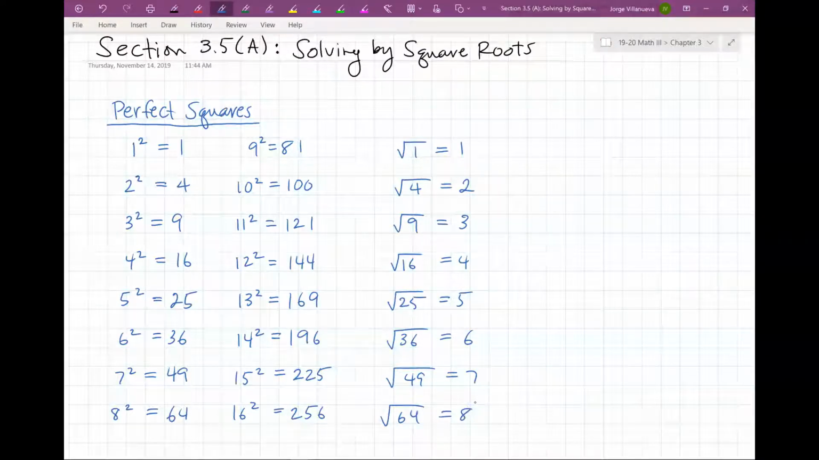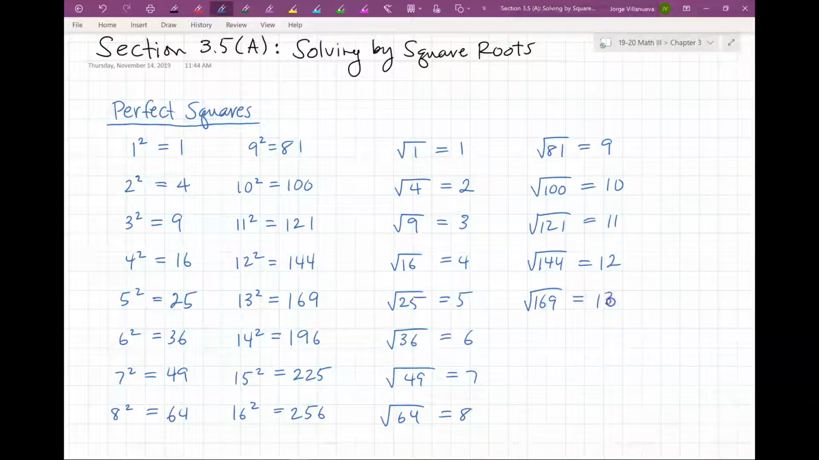Okay, so the square root of 81 is 9. Square root of 100 is 10. Square root of 121 is 11. 144 is 12. Square root of 169 is 13. 196 is 14. 225 becomes 15, and the square root of 256 is 16. So they want you guys to write those down.